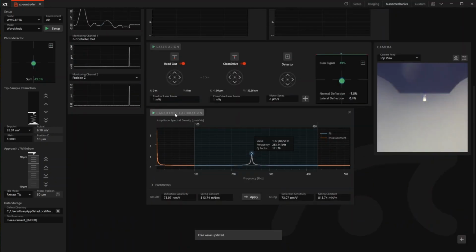We need to calibrate again because any movement of the lasers means that we lose the calibration.